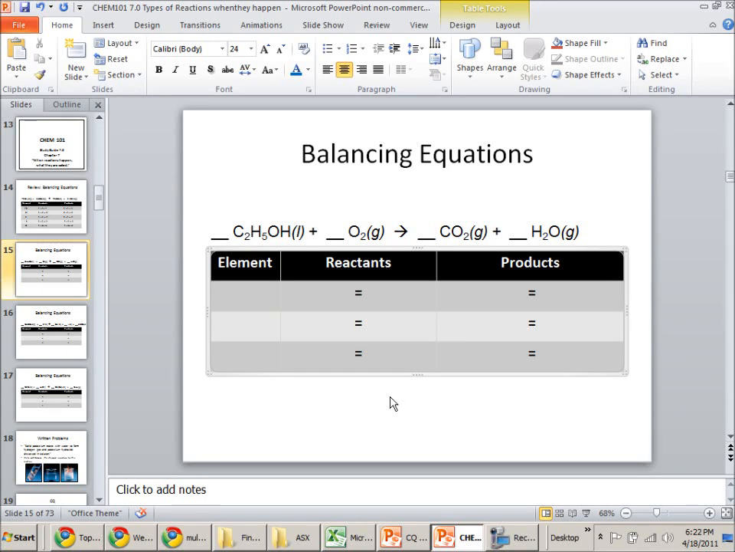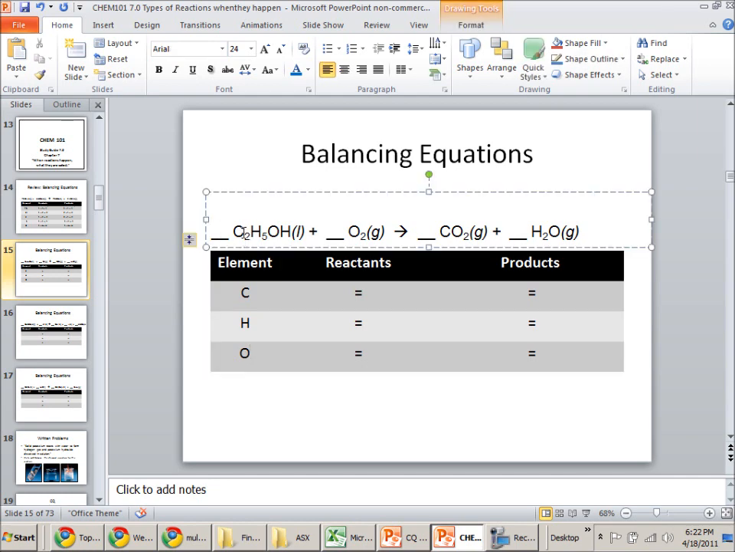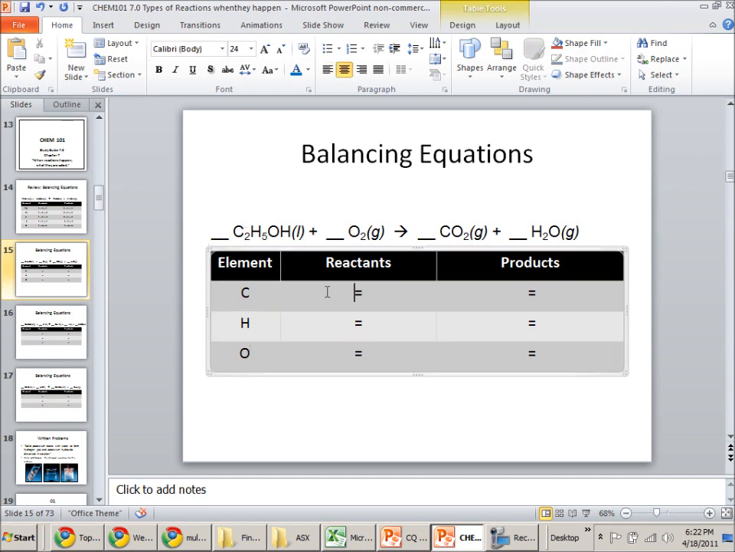Together. So what are the different elements that are in this equation? CHO. Is there anything else? Okay, no. So let's go through the reactants. This is the most complicated one, so let's start with carbon. How many carbons are there in the reactants? Yeah, so just 2. How many hydrogens?